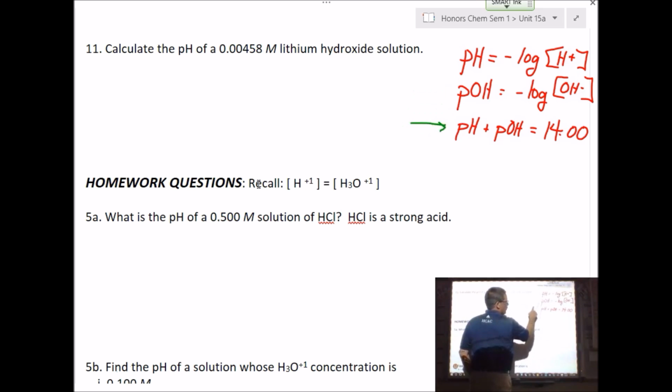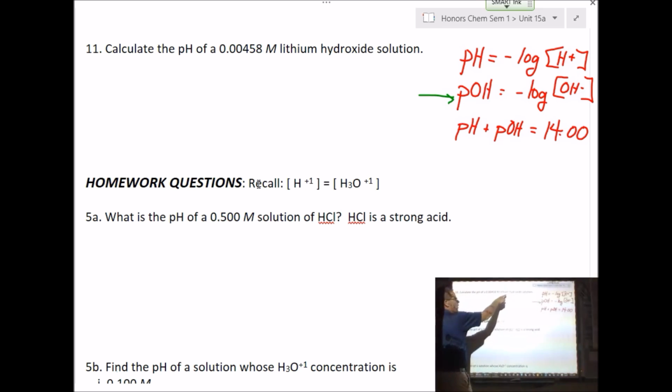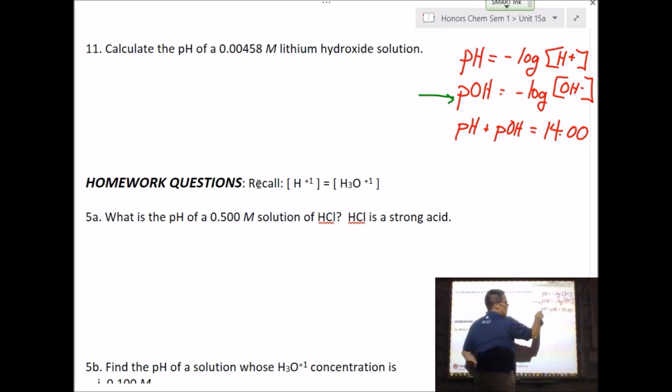Do we want to use these 2 equations? That would be working smart. Because since you're given a hydroxide concentration, find the pOH, then to find the pH, just take the answer minus 14, or 14 minus your answer. Okay, now, trust me, there are much longer ways that we can do this, but I'm going to try to show you the most efficient way.